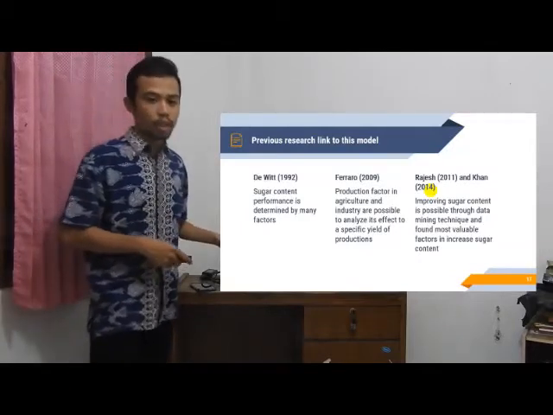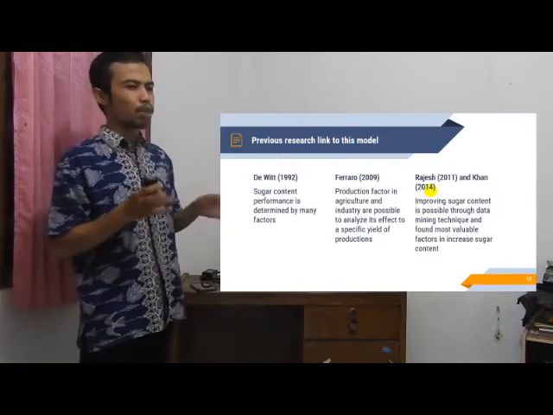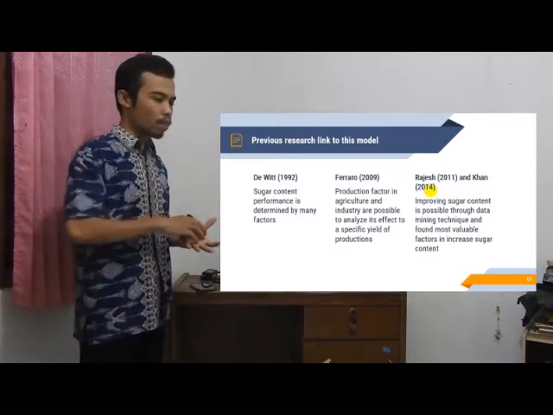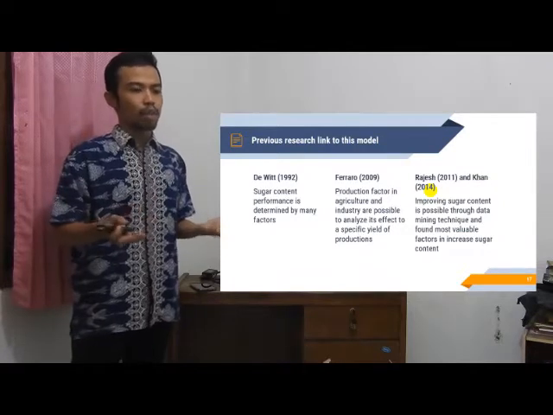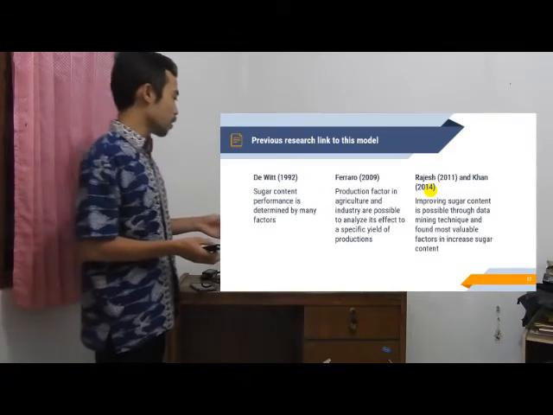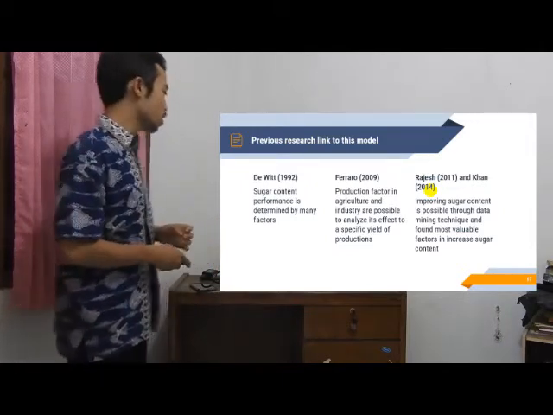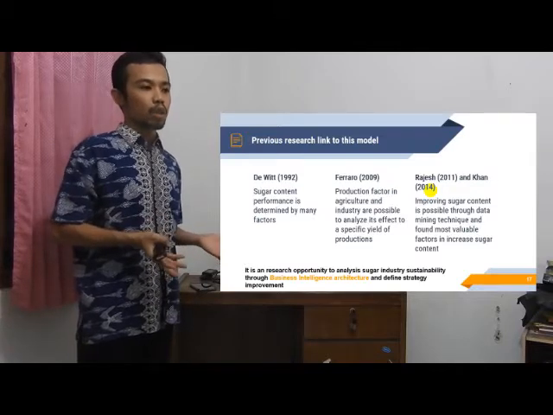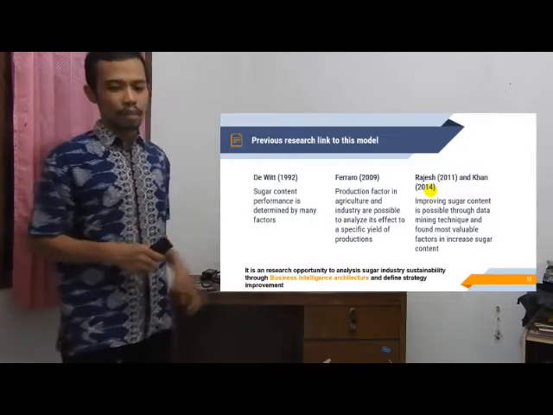Firstly, this is the previous research of our paper, that Witt in 1992 had proved that the improvement of sugar content is very possible to do using many techniques. Also, Ferraro have also found that improving a production factor, especially for sugar content, is very possible by monitoring from many attributes of productions, and then the new one Regis also came in 2014 that this is very possible to use data mining models to predicting the sugar content from many attributes. That's why this is the opportunity of our research, that business intelligence architecture has an opportunity to solve this problem by using data mining technique.